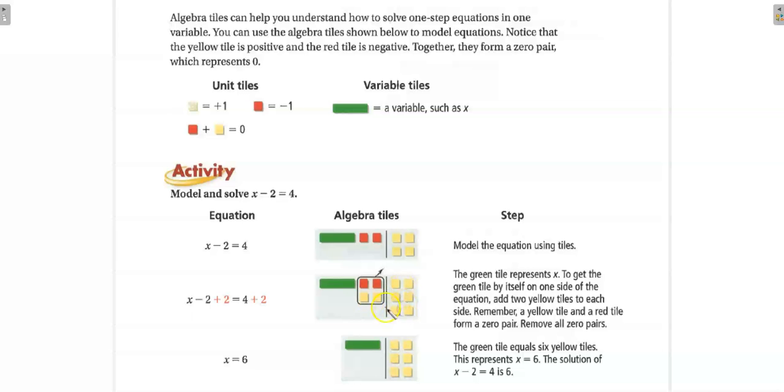We now have 6 of them. And now that these have a value of 0, we can remove those. Note the little arrow there showing that they're being removed. That leaves us with just 1x equals a positive 6. So the green tile equals 6 yellow tiles. This represents x equals 6. The solution of x minus 2 equals 4 is 6.